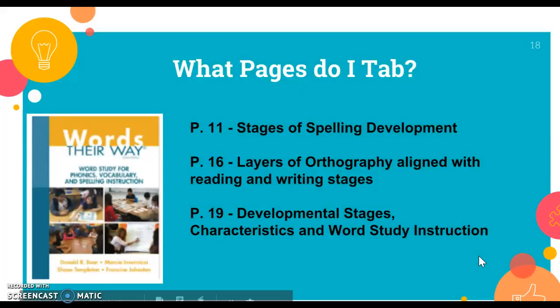So I would like for you to tab some pages within this book. Grab your book, grab some post-it notes or whatever you want to use for tabs, and tab page 11. That's the stages of spelling development. Tab page 16, which is layers of orthography aligned with reading and writing stages. And tab page 19, the developmental stages, characteristics and word study instruction. These will be pages that you could potentially refer to as you learn and implement this program.